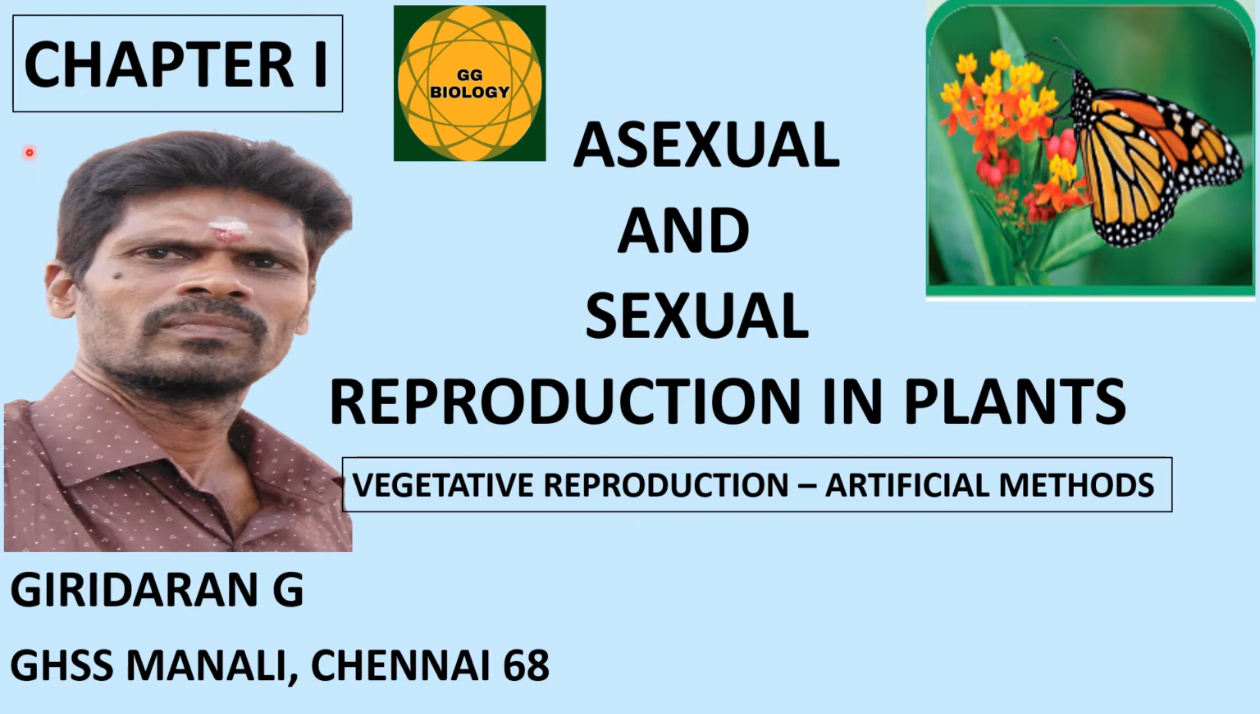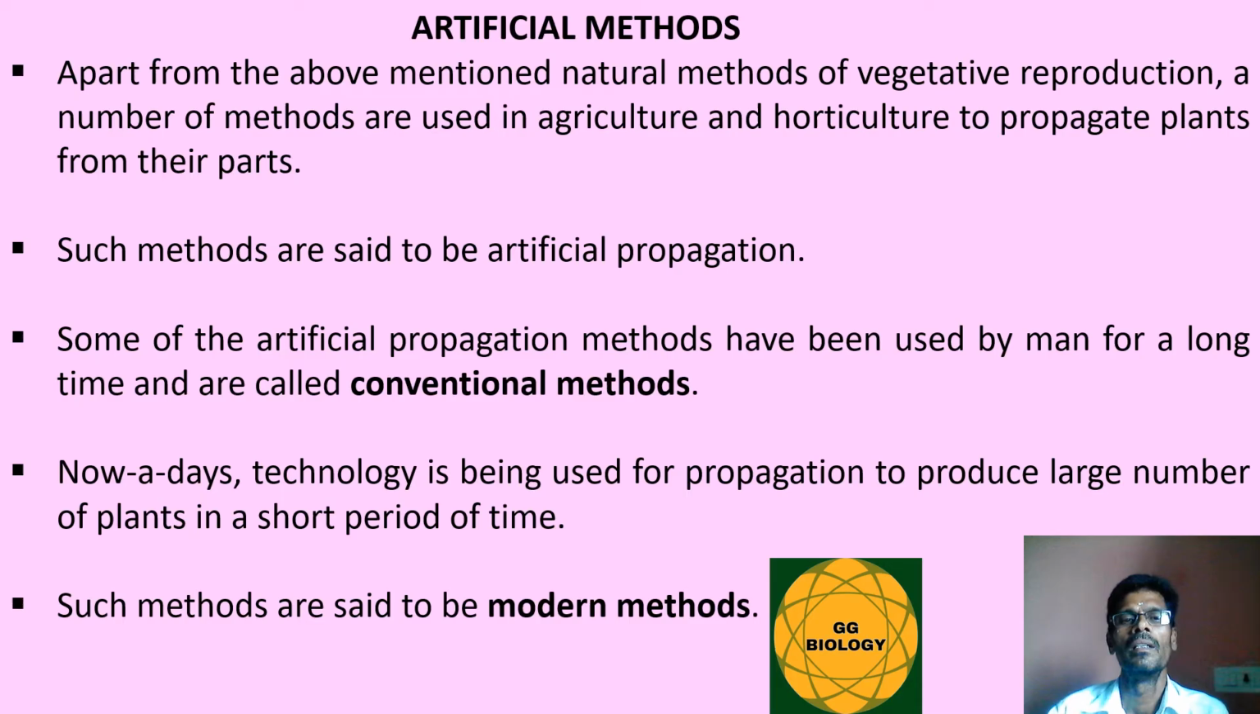Welcome everyone. Let us see the continuity of chapter 1, asexual and sexual reproduction in plants, under which we will be seeing vegetative reproduction, that too by artificial methods. In the last videos, we saw about the natural methods of vegetative reproduction.